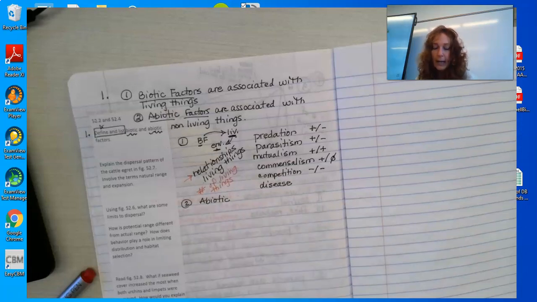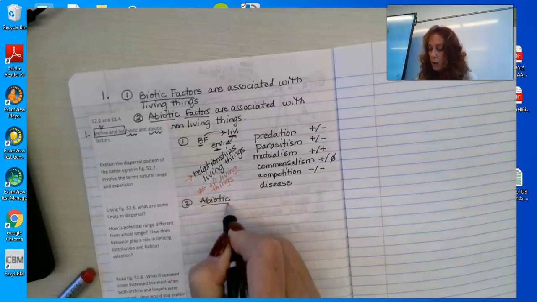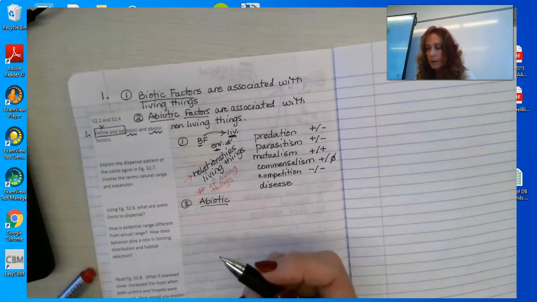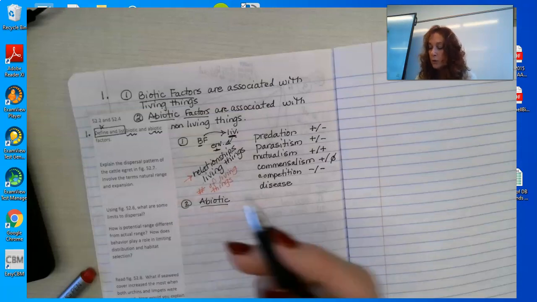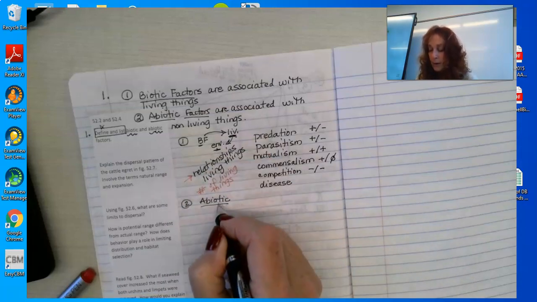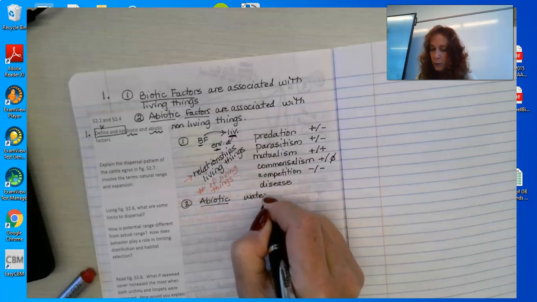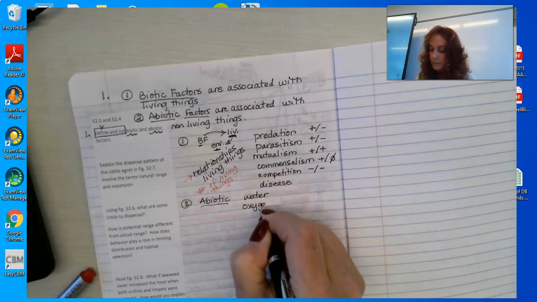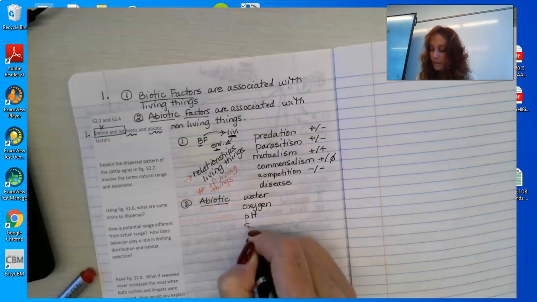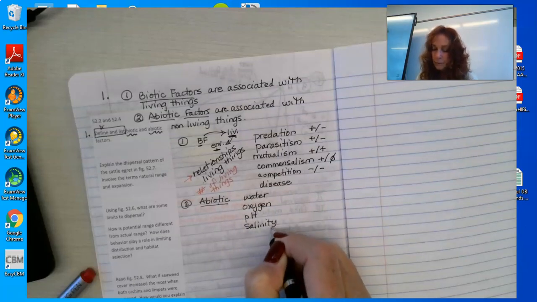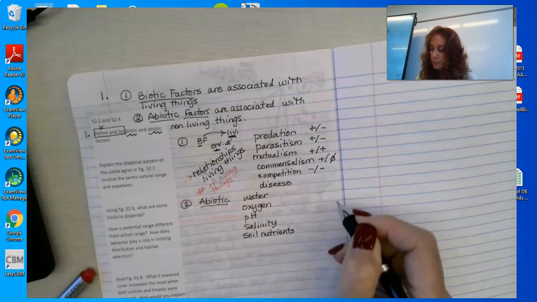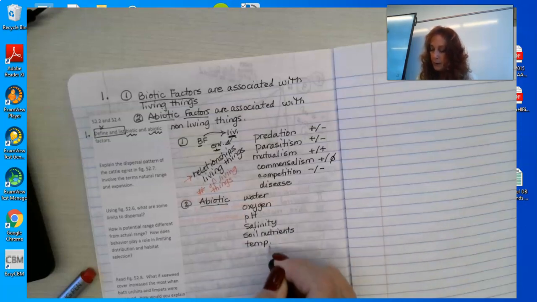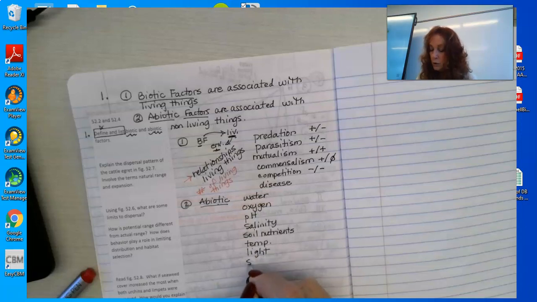So these don't really have to do with living things. These are things that you could talk about that don't deal with the relationship of living things or numbers. So, for example, factors in an environment that are abiotic would be water, oxygen, pH, salinity, the nutrients in the soil, temperature, light, the structure of the soil.